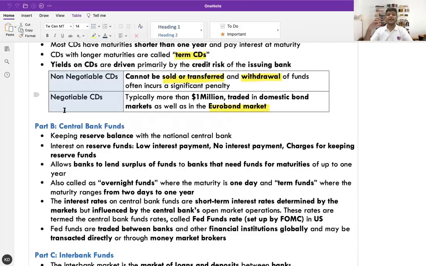However, central banks also fund the banks. Whenever banks need funds on an immediate basis, the central banks have opened up a window for banks to borrow from them. That's what we call the central bank funds. So every bank keeps some reserves with the central bank. What are those reserves called?